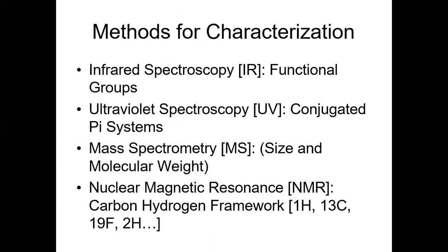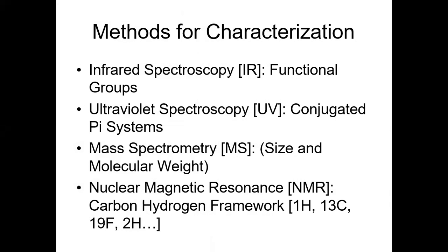So again, infrared deals with identifying functional groups. UV identifies conjugated pi systems, mass spec gives size and molecular weight. And with NMR, you can basically determine a structure. If all you have is an NMR and the molecular formula, you can actually deduce a structure from it.